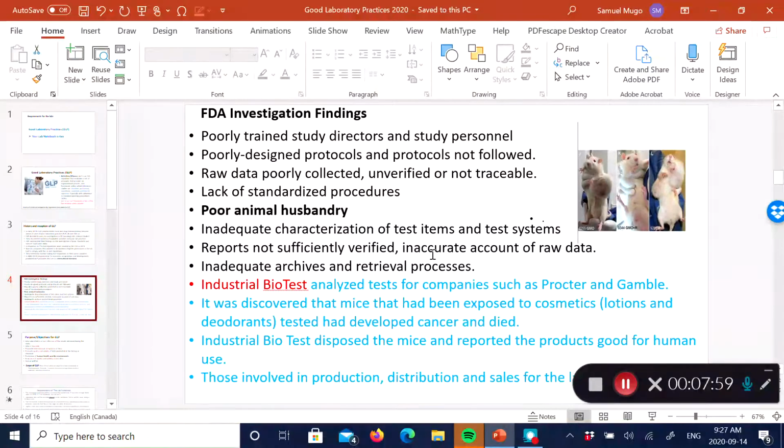And some of the raw data was also falsified, it was inaccurate, particularly the fact that there were animals that had actually succumbed to cancer, and that was not documented. And so you're going to see that this one was very, very infamous. In actual fact, some of the study directors had to go to jail because of that very infamous incident of falsifying laboratory results. And for that reason, the FDA came up with what you call the GLP regulations.